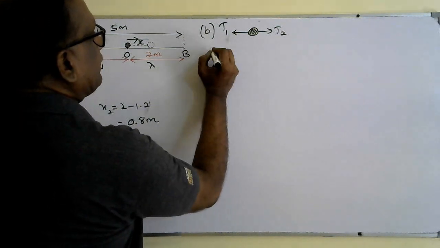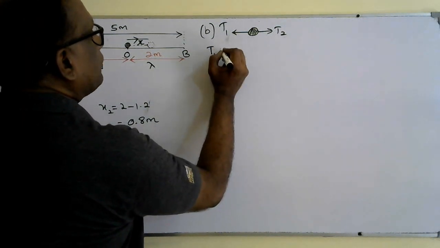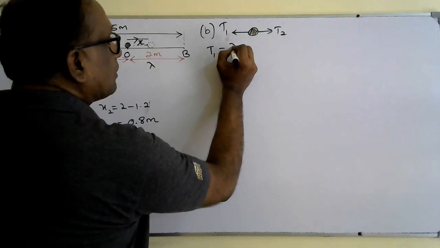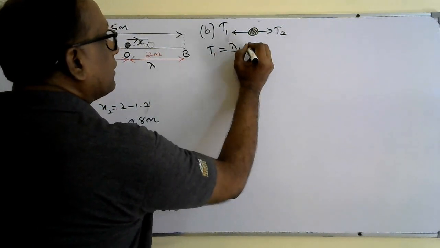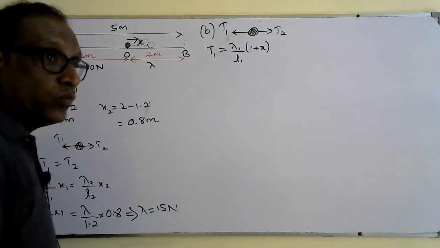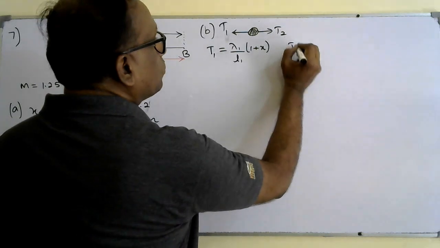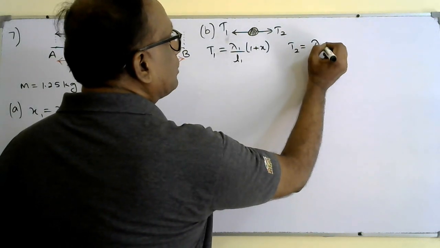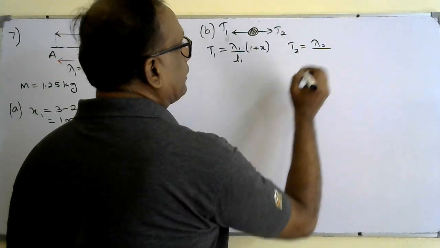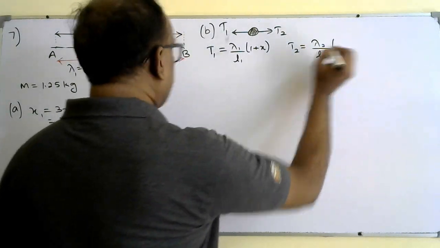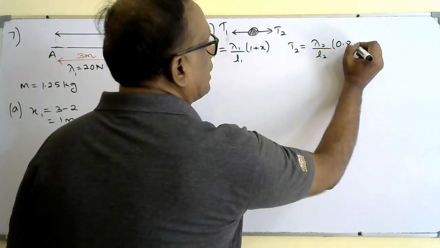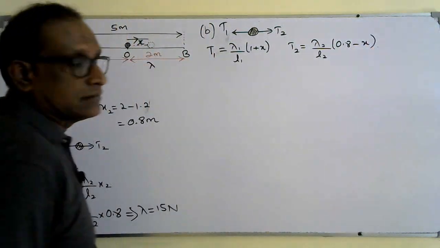Anyway, before that I'll write T1. Now it's going to be lambda over L into x. So lambda 1 over L1 into extension, 1 plus x. It was earlier 1, now 1 plus x. T2 is equal to lambda 2 over L2 into, we found the lambda 2, we'll substitute later, it was earlier 0.8, now decreased by x, 0.8 minus x, right.